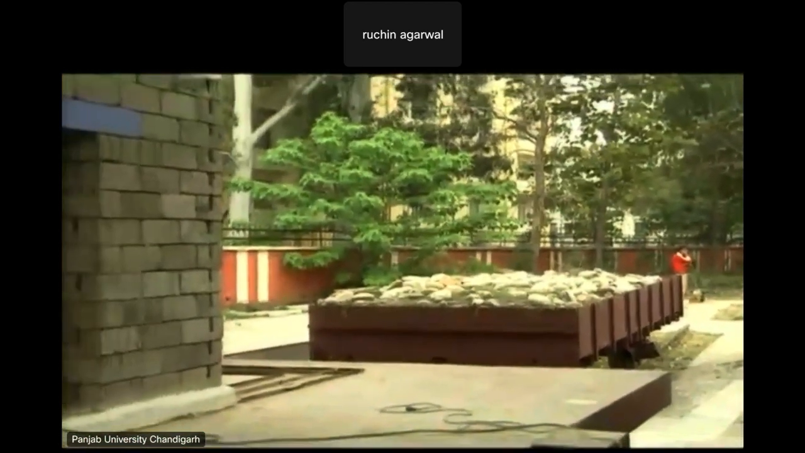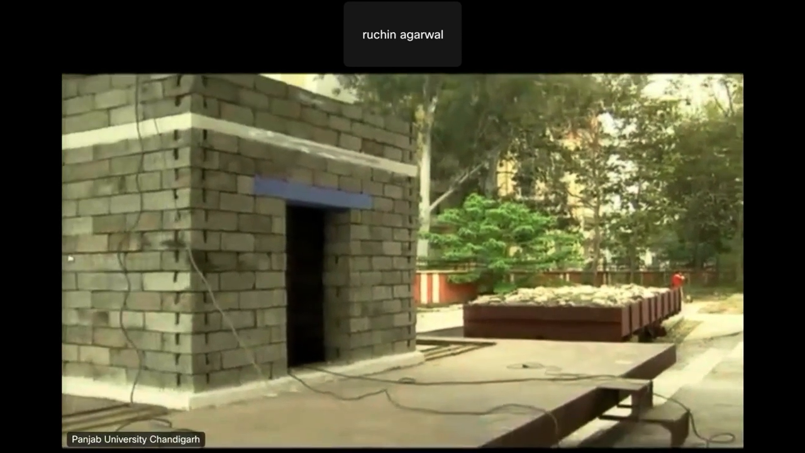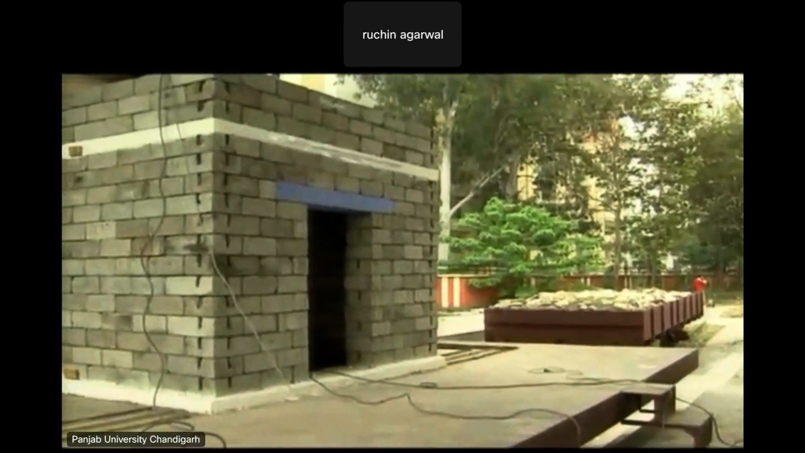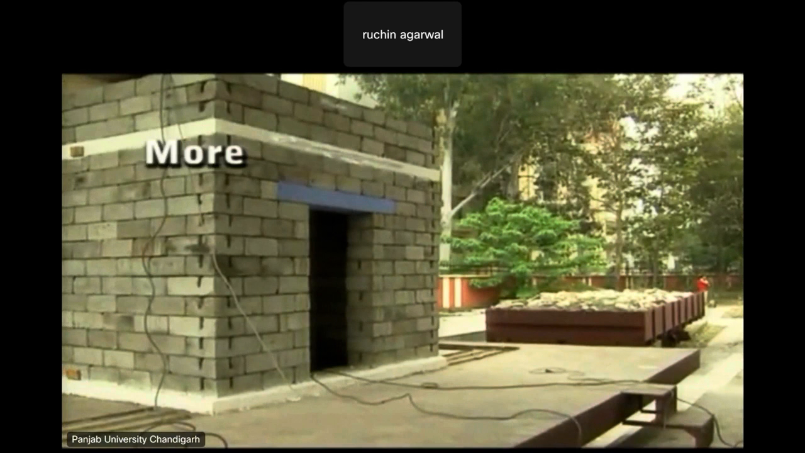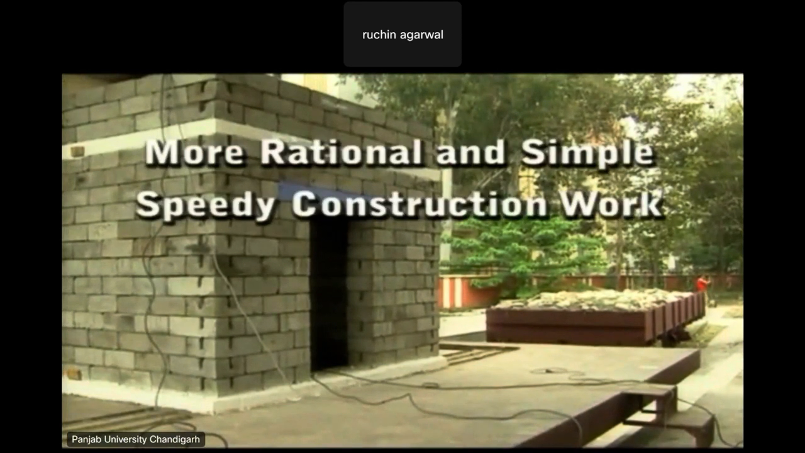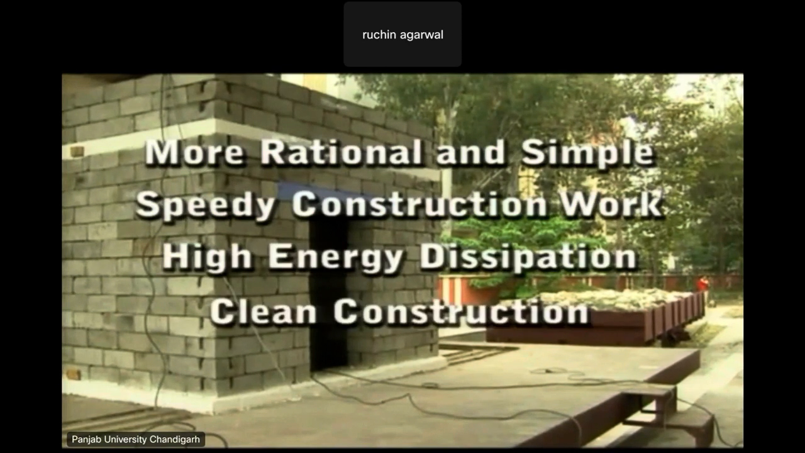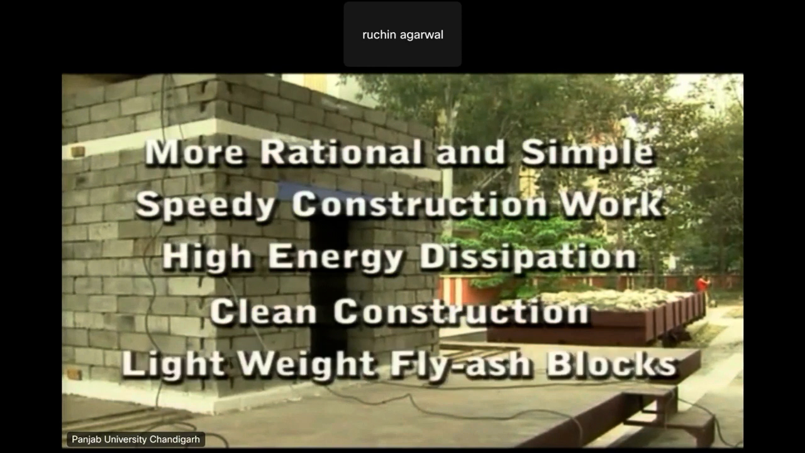Besides better earthquake resistance capacity, there are many advantages of the interlinked block masonry system over the conventional masonry system. It is more rational and simple. It ensures speedy construction work. It has high energy dissipation capacity, and lightweight blocks, like blocks with fly ash, may also be used in the construction.